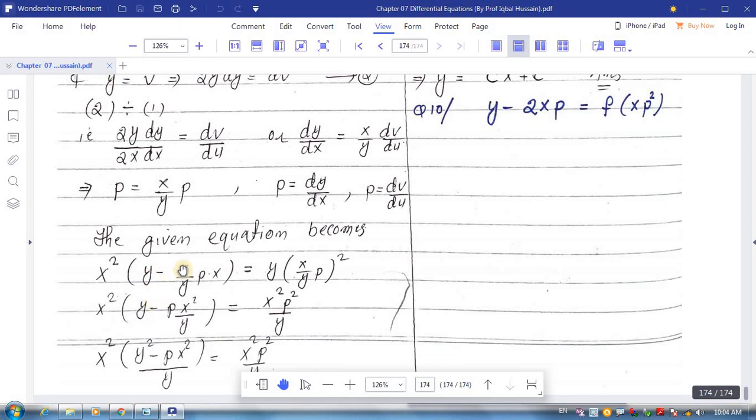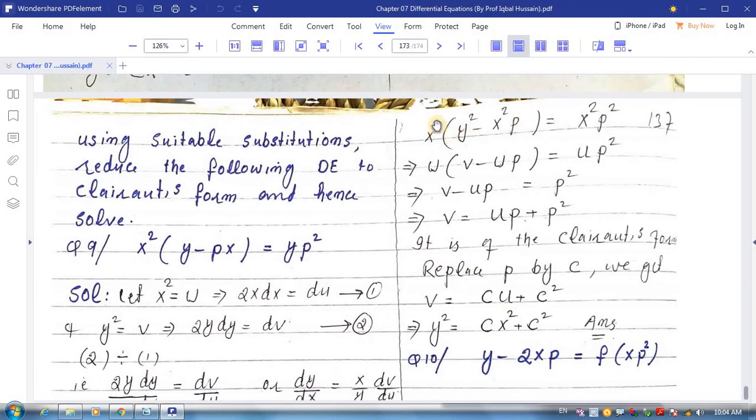This is y, x into x equal to x square divided by y. Similarly x square p square y square, so here y will come. Now this x square is equal to u, this y square is equal to v, this x square is equal to u, this p is again here. This is the new p.